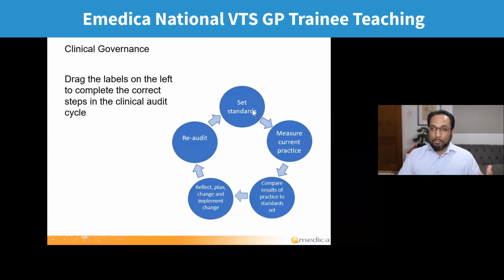So let's say, for example, all of our patients who have been started on an ACE inhibitor should have a measure of their U&Es within 1 to 2 weeks. So 2 weeks at the latest, that's our target. And we might say, look, we'd like it to be 100%, but we're not going to achieve that. But at least 90% is what we'd like. So that's the standard. Then you measure your current practice.